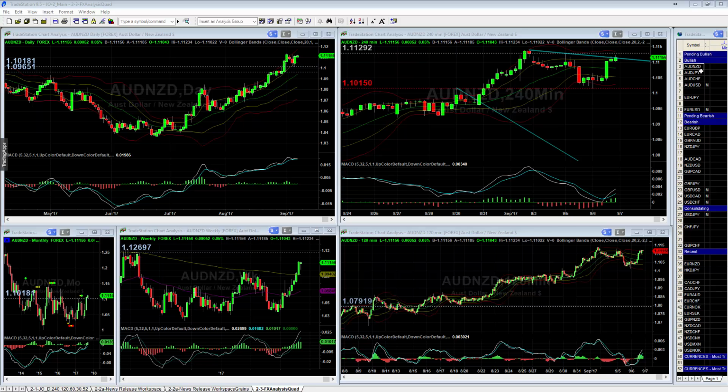We start out by looking at the Aussie Kiwi, and you can see it's breaking out of this resistance, this resistance trend line that we have on our 240. You can see we're quite bullish on our daily and our weekly, and this gives us an opportunity to jump in. First target is going to be this previous pivot at 1.11292.